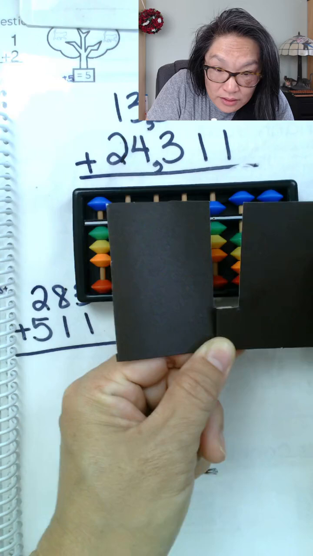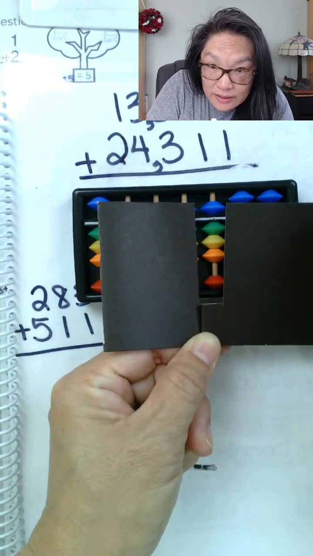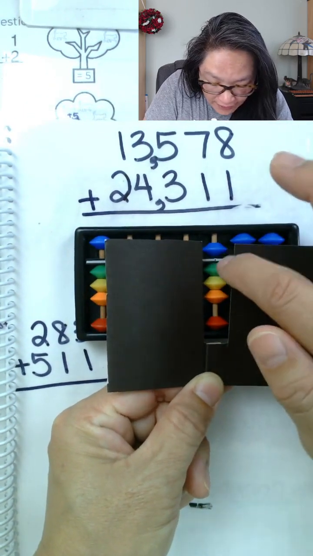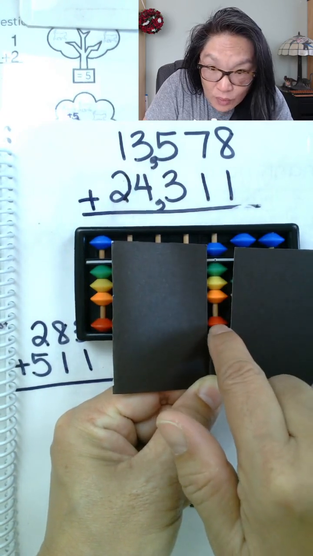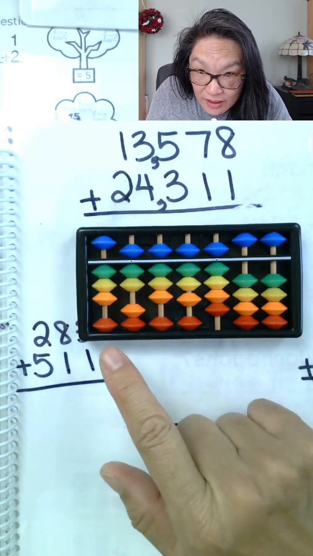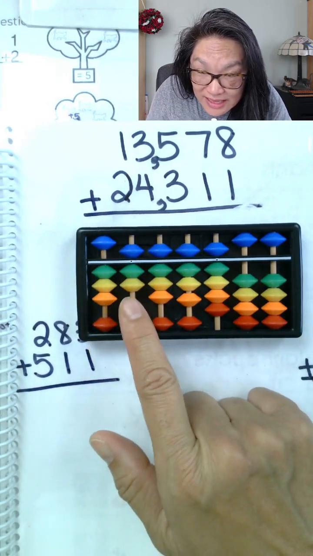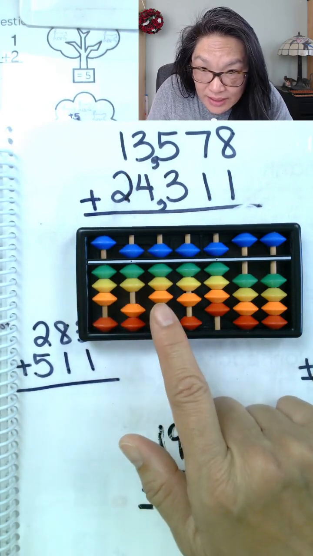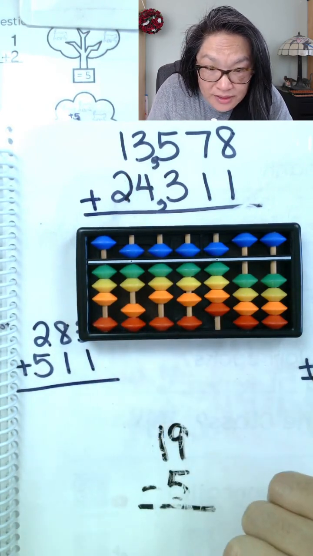And then what? I want to add the 8. I have my question, 8. 5, 6, 7, 8. Can I add the 1? Yes or no? Yes, I can add the 1. So then my final answer is 37,889. Does that make sense?